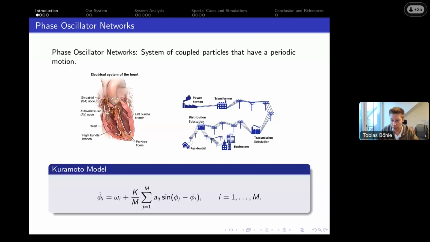And then you add the coupling strength K over the number of oscillators M, and then you sum j from 1 to M, and then overall A_ij times sine of phi j minus phi I. Here the sine is just a coupling function. And A_ij are coefficients that you can regard as entries of an adjacency matrix of a graph that describes the coupling structure. So that describes which oscillator is coupled with which other.